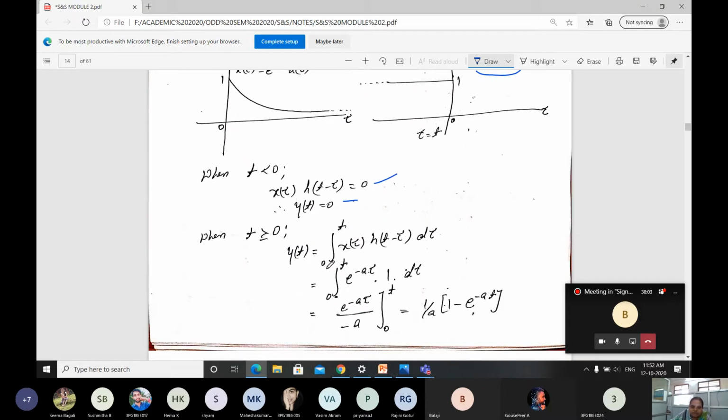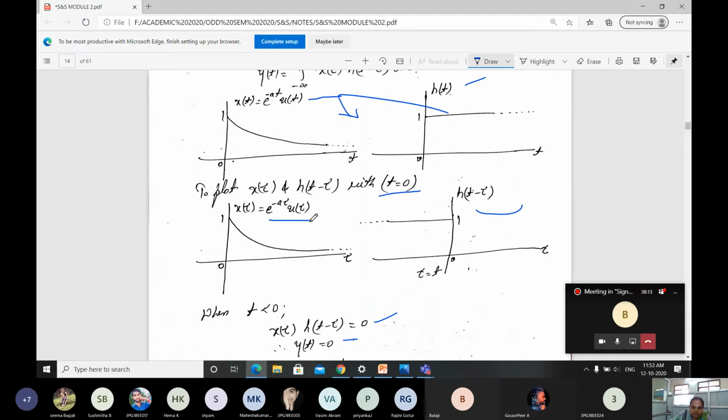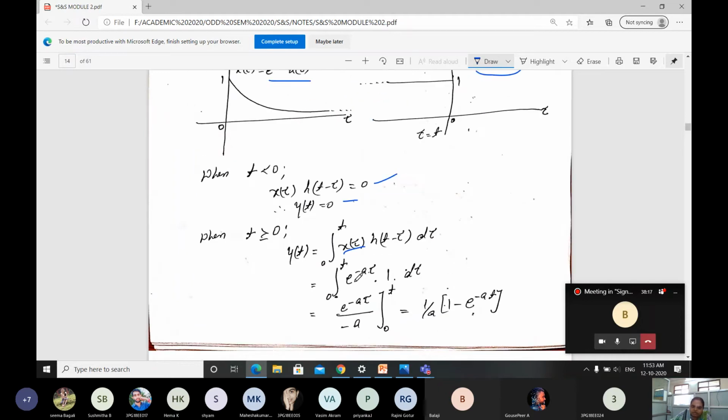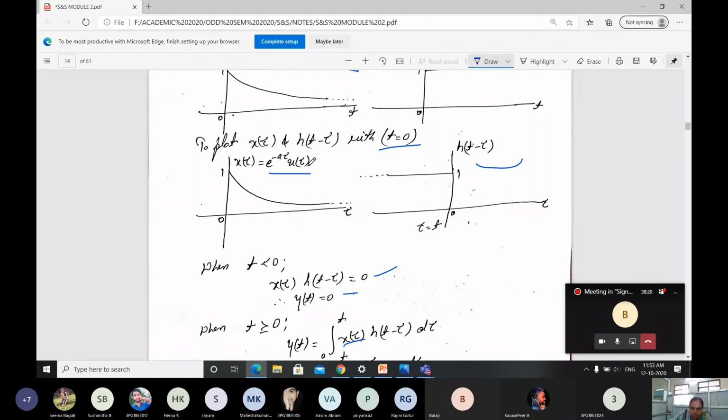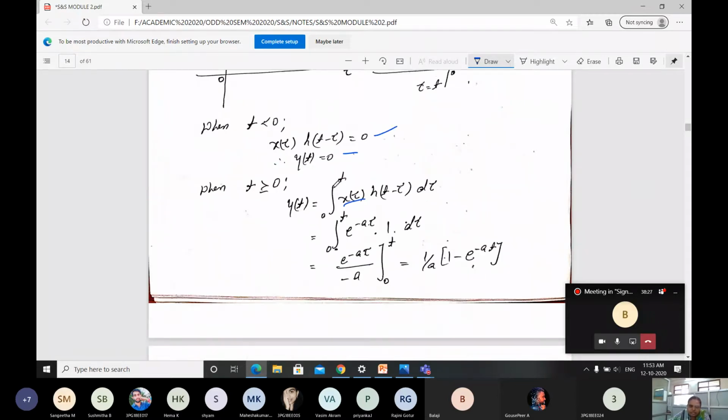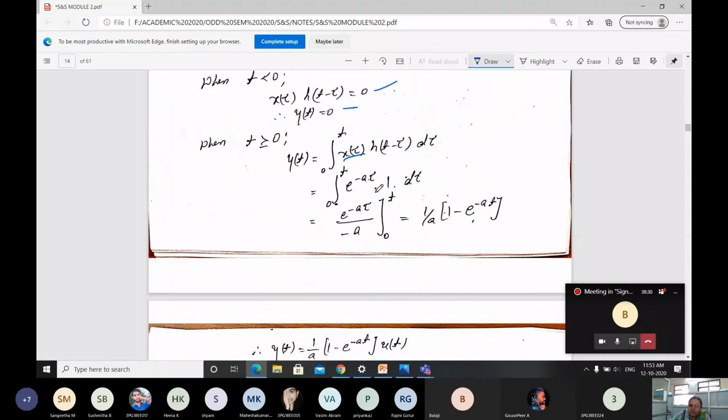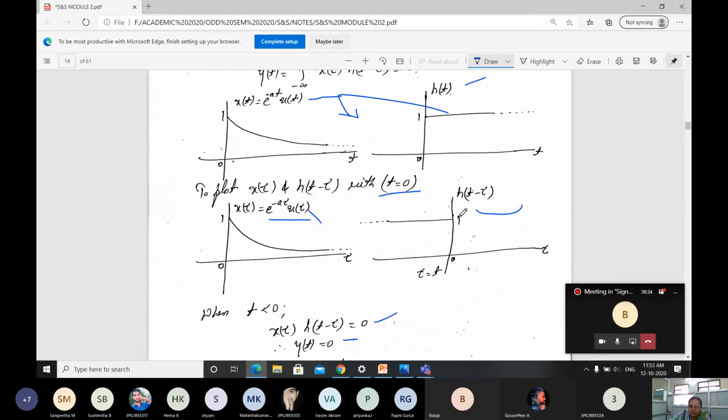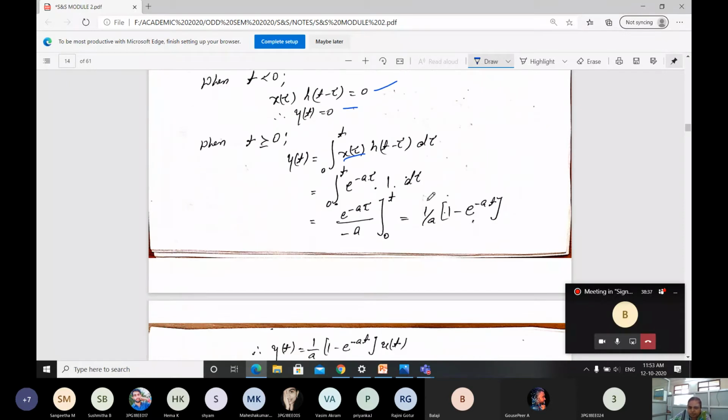For that reason the limit changes from 0 to t, of x of tau h of t minus tau d tau. What is our x of tau? It is e raised to minus a tau u of tau. Remember, the amplitude values of u of t and u of n are always 1 only. So directly we take e raised to minus a tau into h of t minus tau, which is always 1, into d tau. If we solve, the integration of e raised to minus a tau is e raised to minus a tau divided by minus a, with limits from 0 to t.